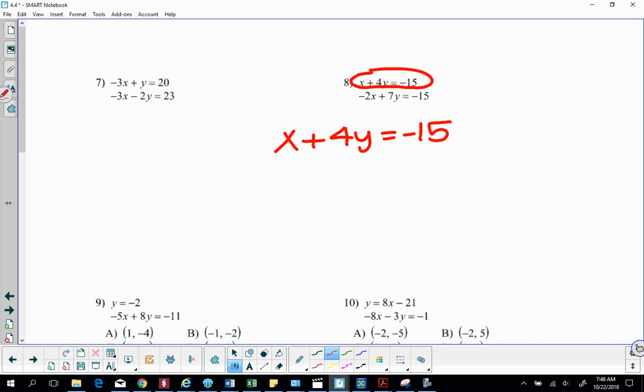Don't second guess yourself. What do you think you do? You said it at first. Subtract, right? And so I was just asking, subtract what? Subtract 4y on both sides, because you want to get x by itself.